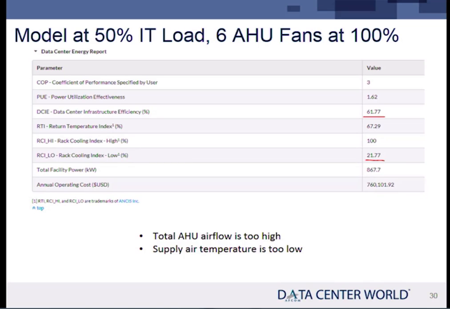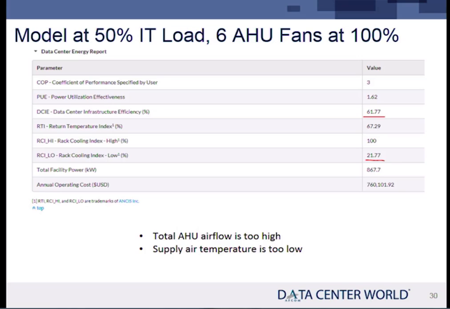I know you can't read them because they're small. So this is a 1.62 PUE, and the RTI is 67. When I see an RTI of 67, I already go, uh-oh, we've got way too much air, so we need to back the air down. I know that the RCI high is going to be fine because we've got more air and it's too cold. But look at the RCI low, 21%. It's just terrible. Estimated cost to operate is about $760K per year at 50% load.